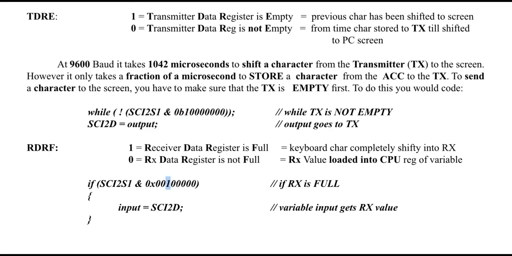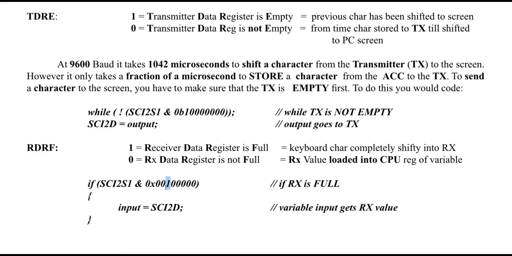Now down here for the RDRF, this is the RDRF bit here. And it's a little different because a lot of times you're not going to receive anything. So what you want to do is use an if statement. So this is RDRF here. So again, you're ANDing it with this number. So if the RDRF is 0, it means nothing came in, and it's going to give you a 0 here. It's just going to go down and fall through.